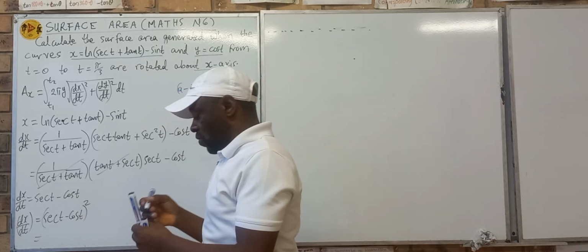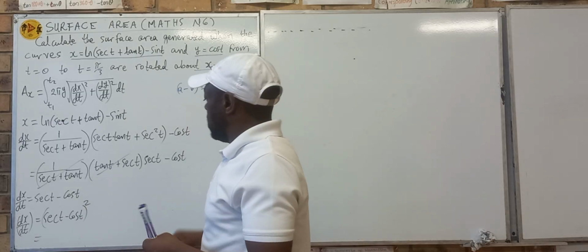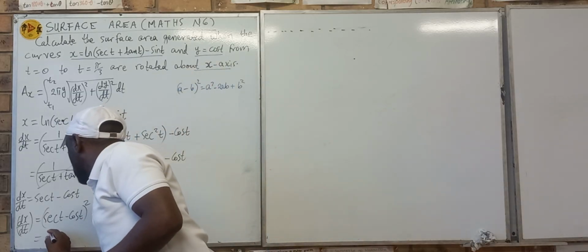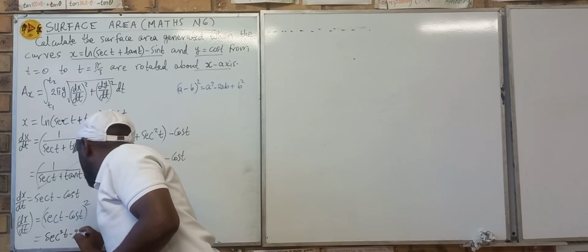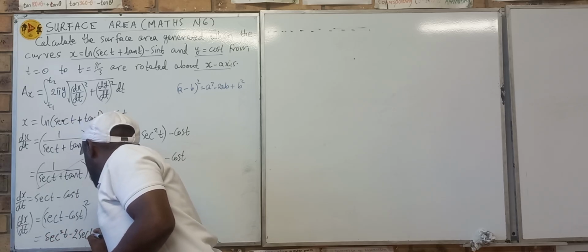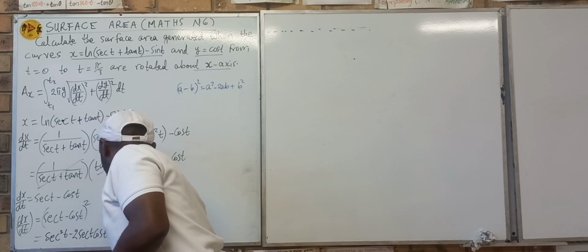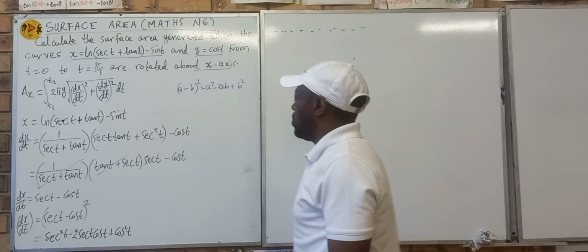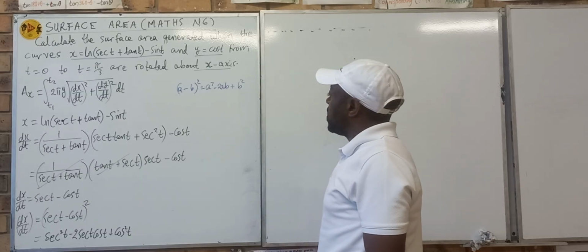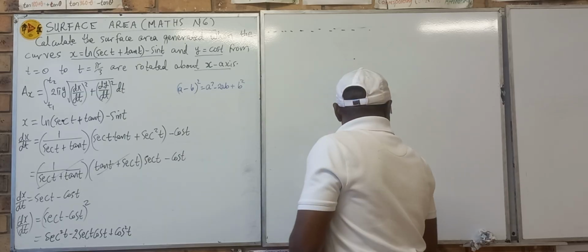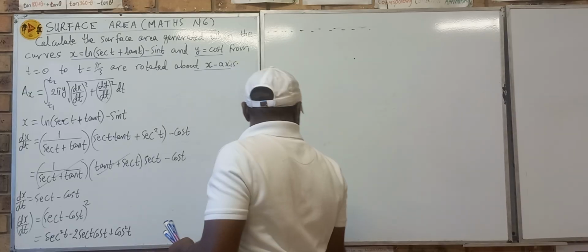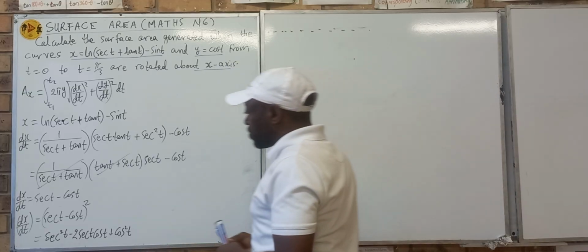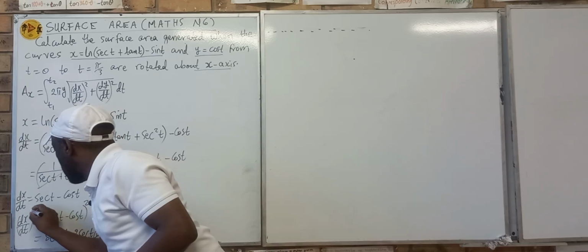So from this square, we expect 3 terms. So my 3 terms will be sec squared t minus 2 sec t cos t plus cos squared t. So those are my 3 terms. So that's how easy it is.